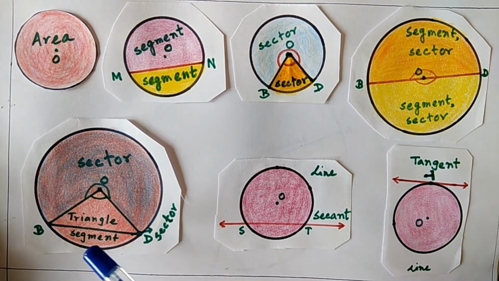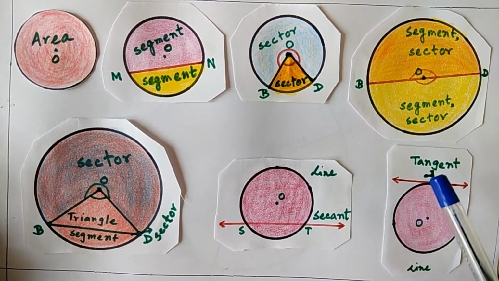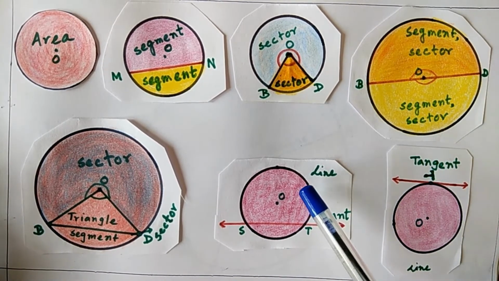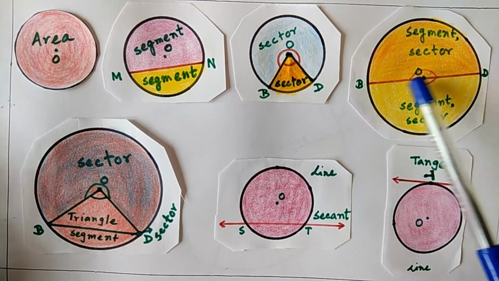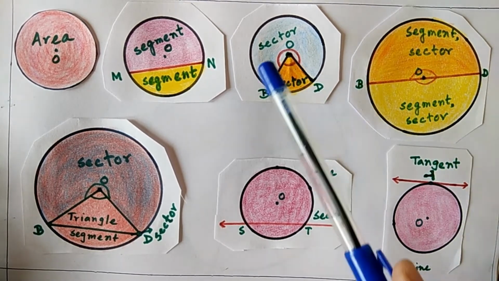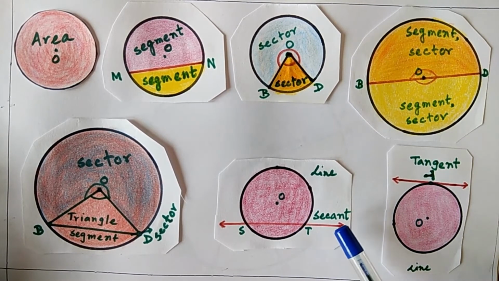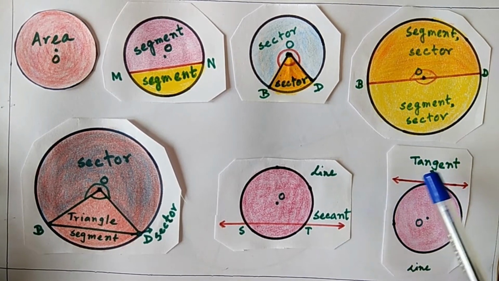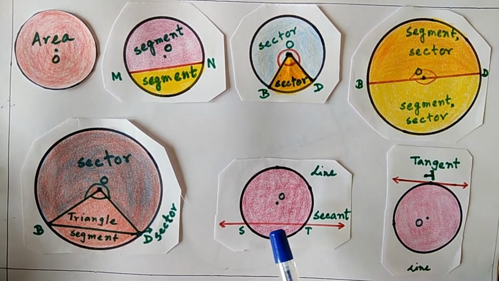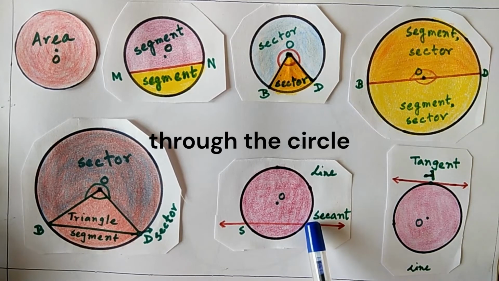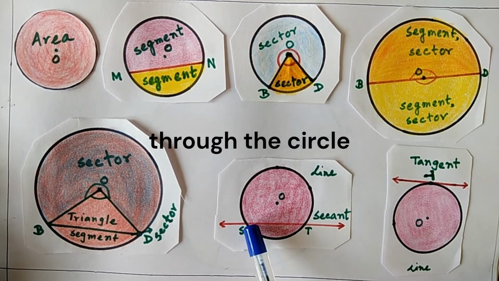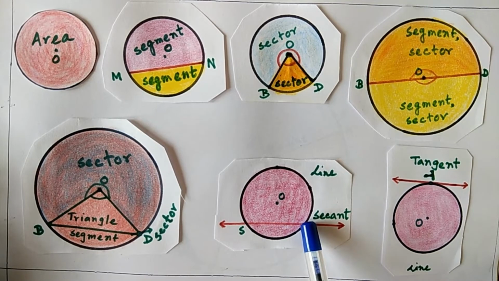Okay, now we will discuss secant and tangent. Now friends, before that we have discussed all about line segments. Diameter is a line segment, radius is a line segment, chord is a line segment. Now we will discuss lines. Secant and tangent both are lines. Now what is a secant? A secant is a line which intersects the circle at two distinct points. So that line is called a secant.